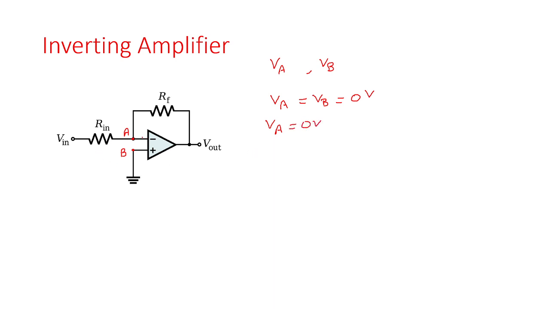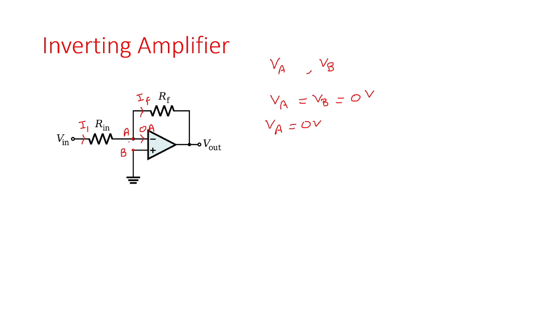Another concept is that the current in the operational amplifier is always 0 ampere because of the very high input impedance in the ideal operational amplifier. So the current inside the op amp is always 0. These two concepts are very important to simplify any operational amplifier circuit. Now I will consider the current in the input resistor as I1 and the current in the feedback resistor as IF.